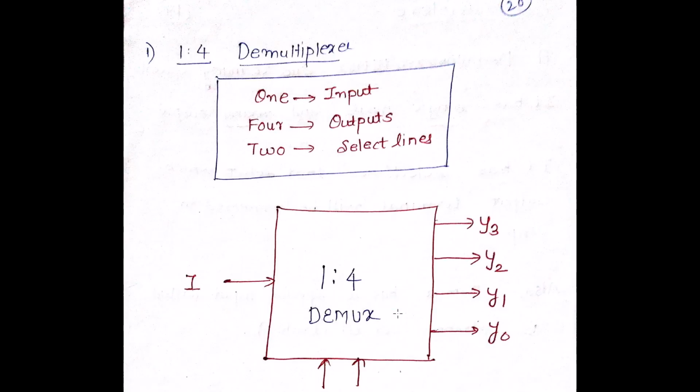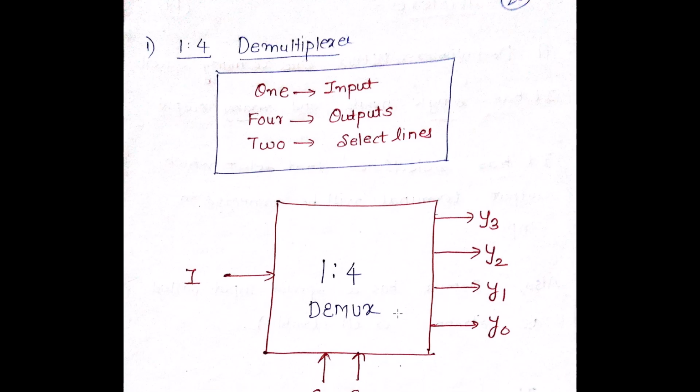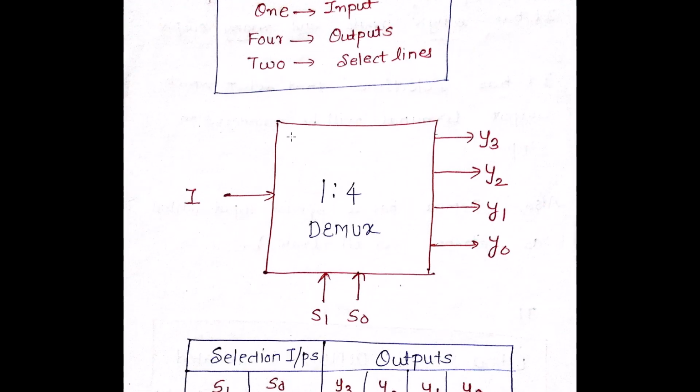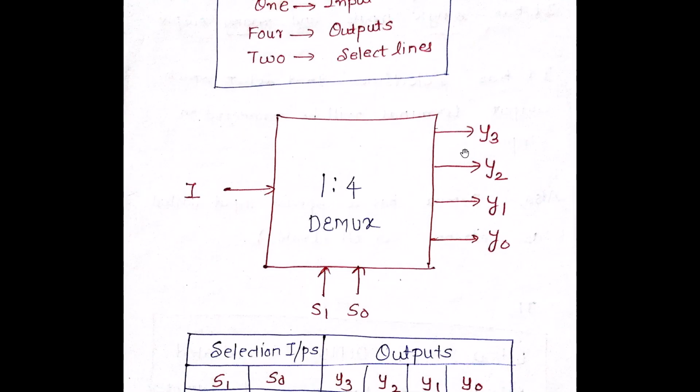So we have a 1:4 demultiplexer. As I told you, a demultiplexer is a one-to-many circuit in which you have one input. Since it is 1:4, there are 4 outputs and 2 select lines. How is that 2 decided? Basically 4 is equal to 2 raised to n. Therefore n becomes equal to 2. If I draw the block diagram of it, it will have a single input, 4 outputs from y0 to y3, where y0 is my LSB and y3 is my MSB, and 2 select lines.